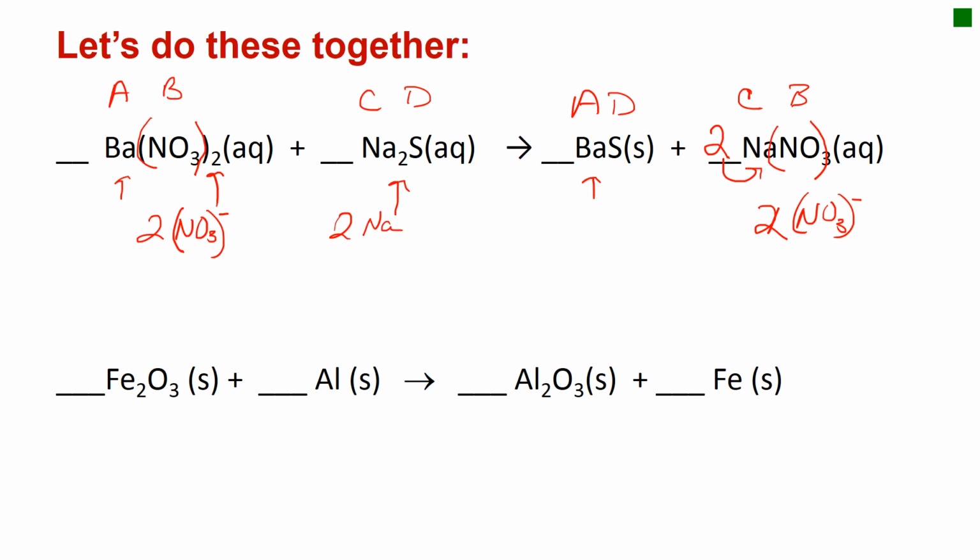Let's go to the product side again. We know we're okay with barium. We haven't changed the barium. I have 1 sulfide on that side and only 1 sulfide on the other side. So I don't have to change anything. We do not write ones in.